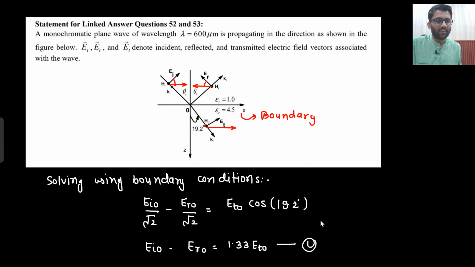Now what other condition can we apply? We can apply the magnetic boundary condition. But the magnetic fields, we know, are all coming outward. This is also coming outward only. You can see E cross H should give me P. This is also coming outward only. E cross H should give me P. And this will also come outward only. So all magnetic fields are coming outward. So what will I write? HIO plus HRO is equal to HTO. That means EIO plus ERO divided by eta 1 is equal to ETO divided by eta 2.